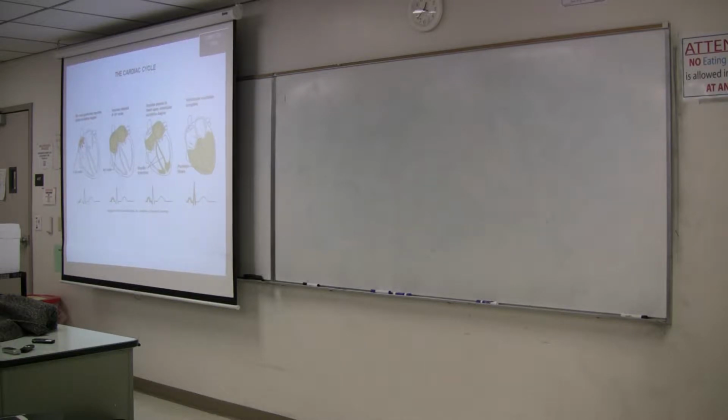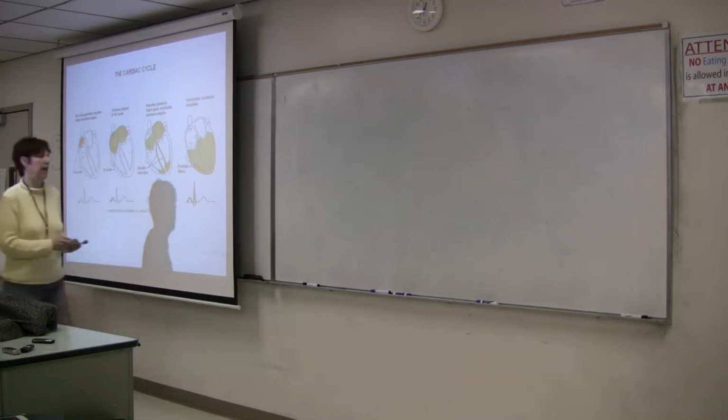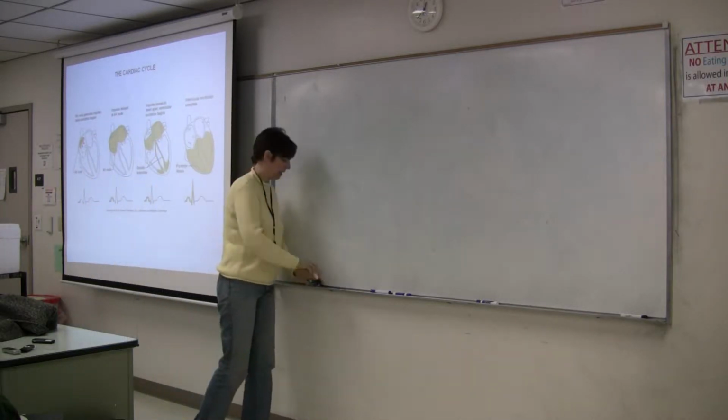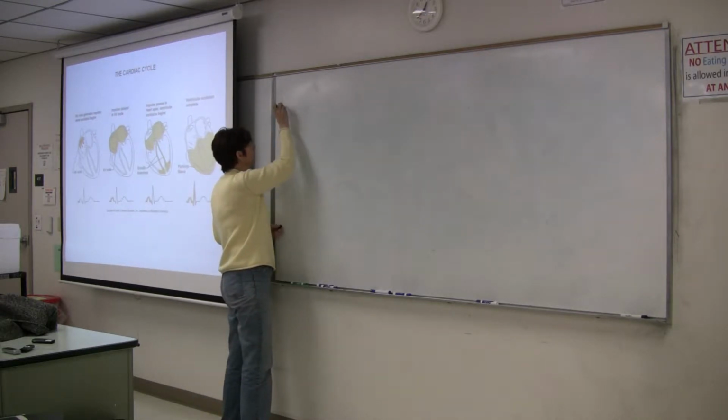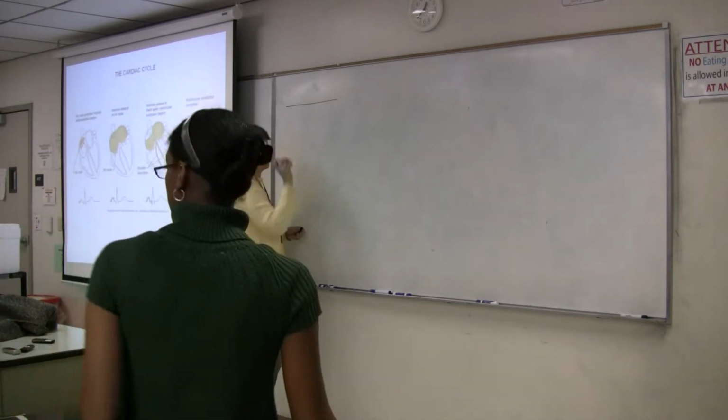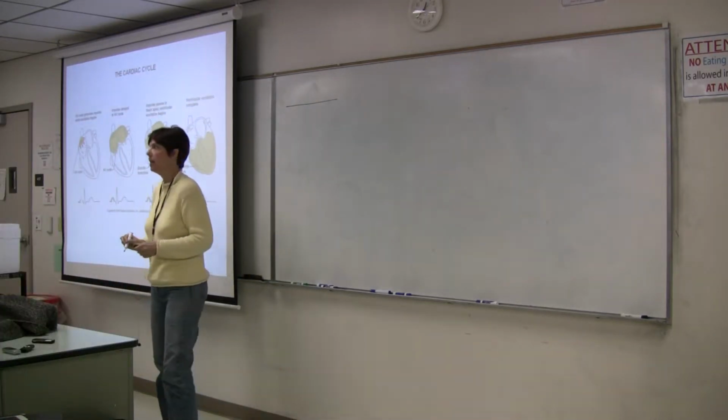So when we talk about a cycle, obviously we can start within that cycle at any given point. But we typically start with the heart at rest. Okay? So that means both the atria and the ventricles are relaxed. And so we start out with the ECG as a straight line. Okay?